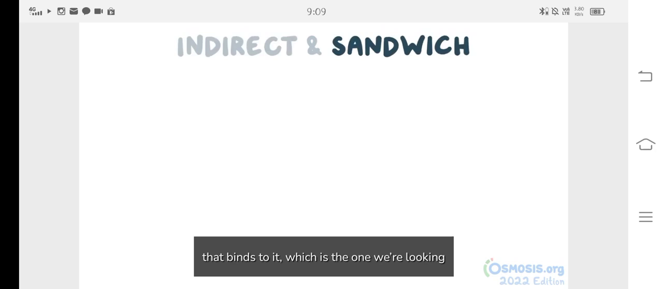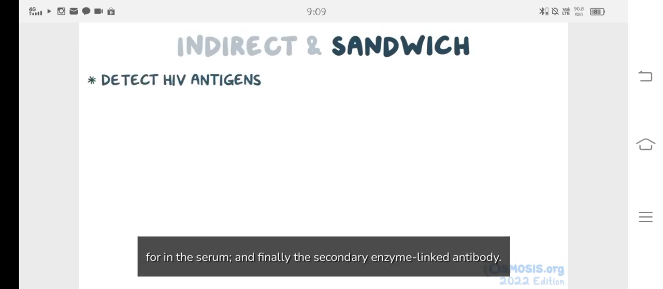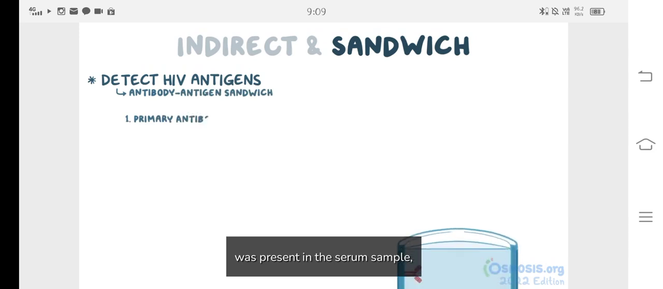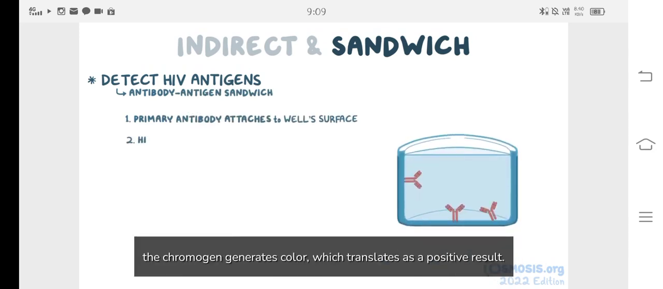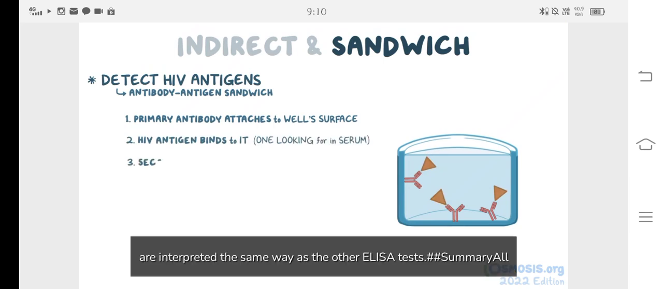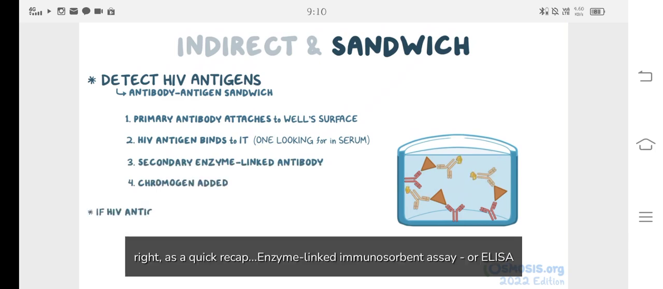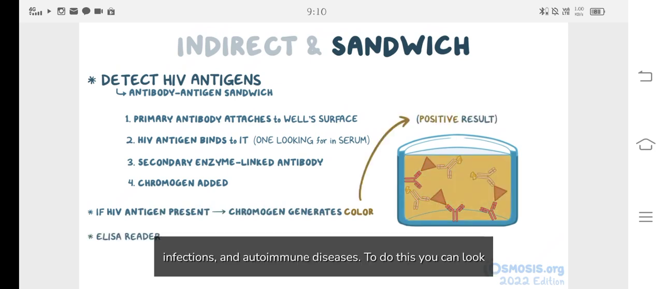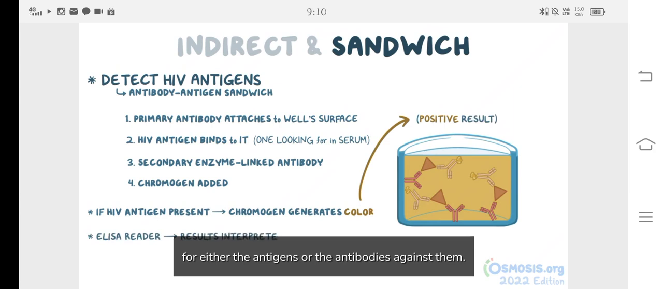Finally, with the sandwich ELISA test, we can detect HIV antigens instead of antibodies against those antigens. Here, there's basically an antibody-antigen sandwich. There's a primary antibody that attaches to the well's surface, then the HIV antigen that binds to it, which is the one we're looking for in the serum, and finally the secondary enzyme-linked antibody. Then the chromogen is added, and if the HIV antigen was present in the serum sample, the chromogen generates color, which translates as a positive result. An ELISA reader can also be used, and the results are interpreted the same way as the other ELISA tests.